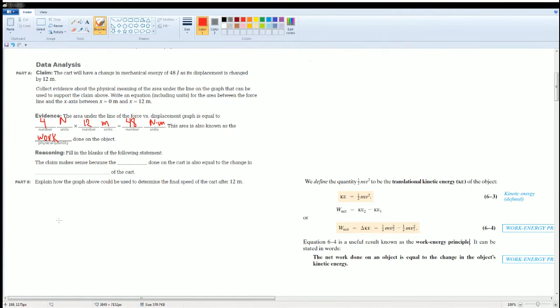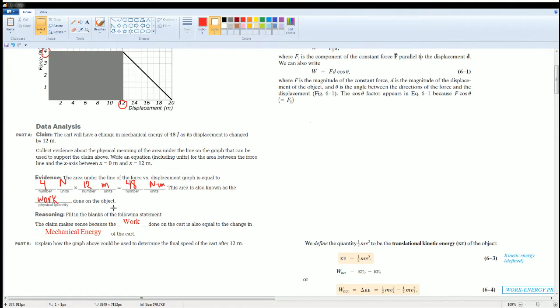The next part. Fill in the blank of the following statement. The claim makes sense because blank done on the cart is equal to the change in blank of the cart. The claim makes sense because it is the work done on the cart that is equal to the change in the mechanical energy. Mechanical energy is a physical movement.